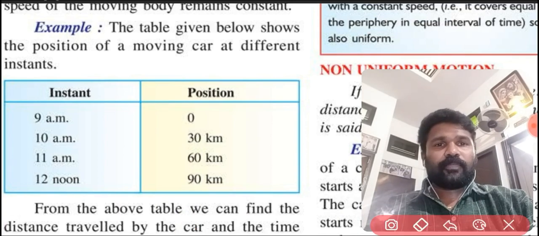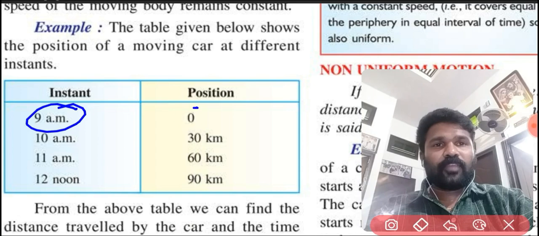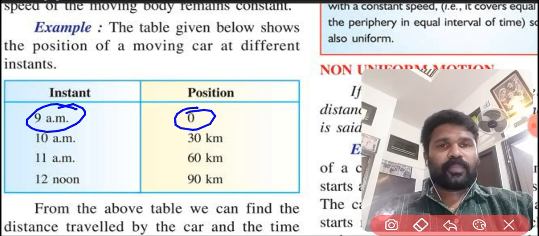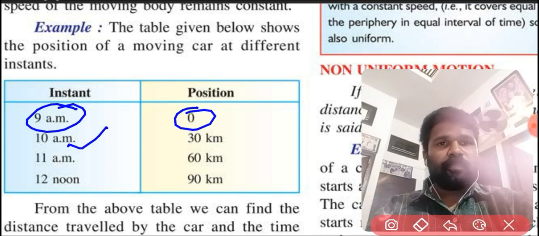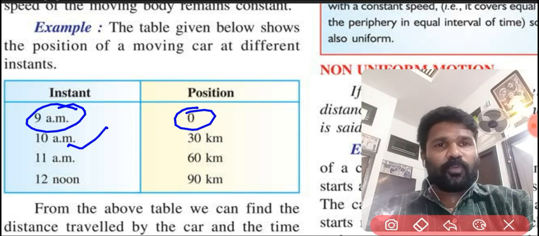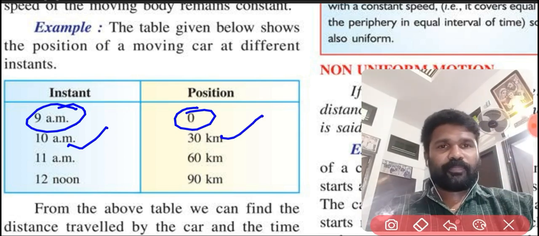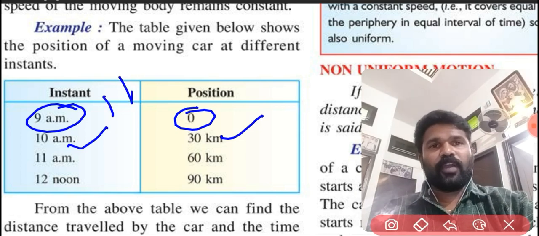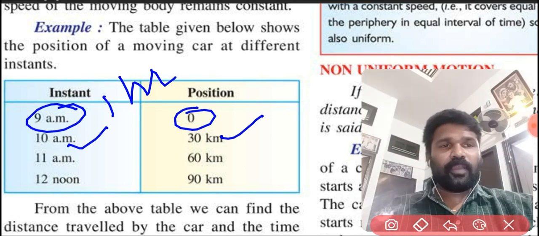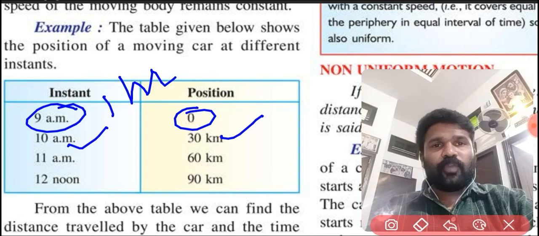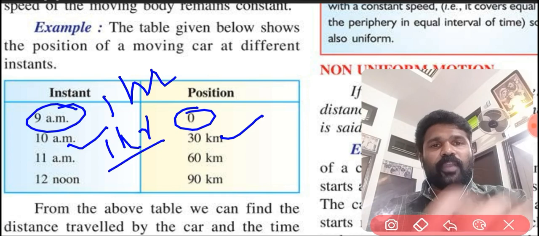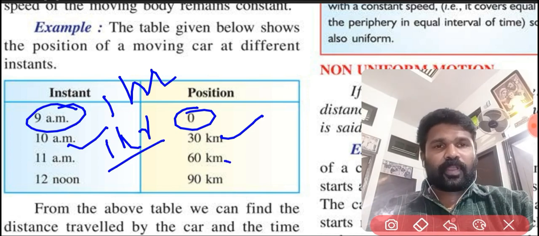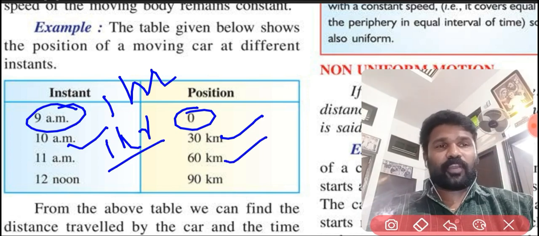At 9 o'clock, the body is at rest, means 0. And at 10 a.m., that car moves 30 kilometers. 9 to 10, 1 hour. In 1 hour, this car covered 30 kilometers. Then 10 to 11, again 1 hour, the car covered 60 kilometers.